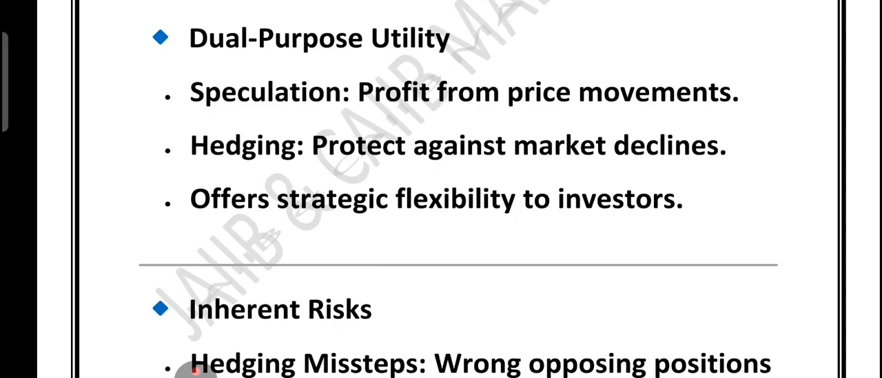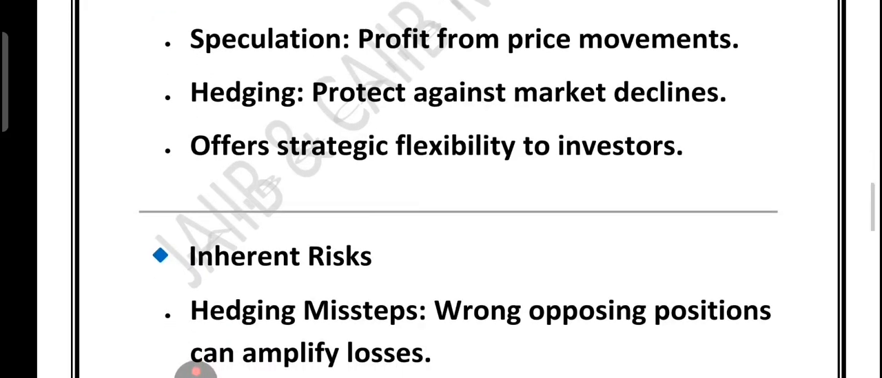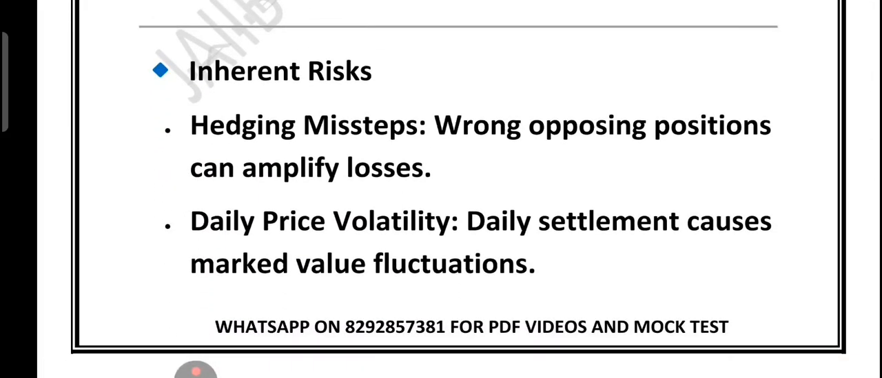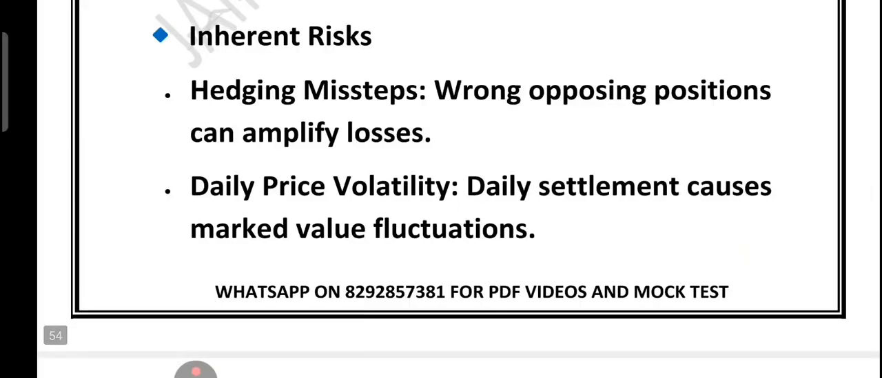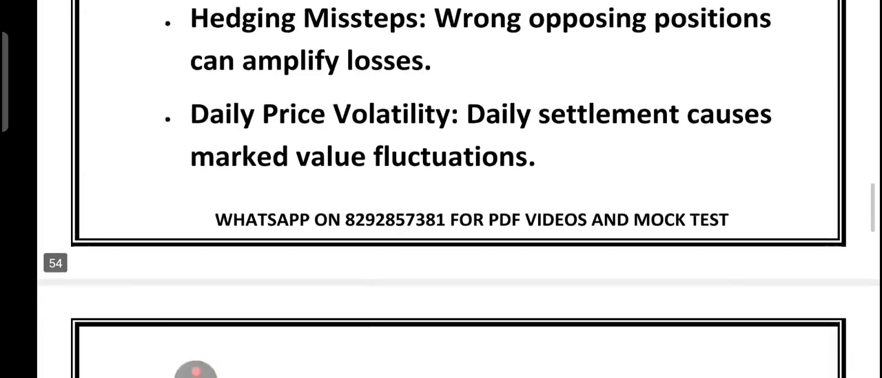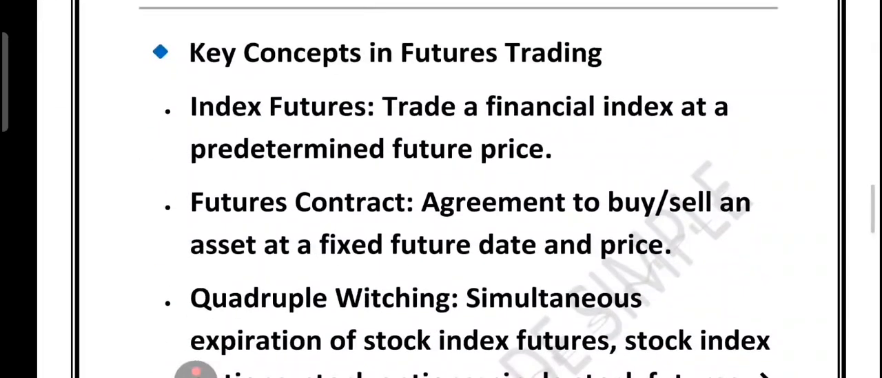Hedging means what? Hedging means you can protect your investment from loss if the price moves unfavorably. Yes, suppose the price moves unfavorably, in that case you can protect your investment from loss. This gives the investor flexibility to manage risk or chase profit strategically. Right, some inherent risk is always there. You can see a hedging misstep, so a wrong opposing position can amplify the loss. Daily price volatility is there, right? So speculation means gain from price movement. Hedging means protect against market decline. So remember, futures are a flexible tool for strategy as well as protection.